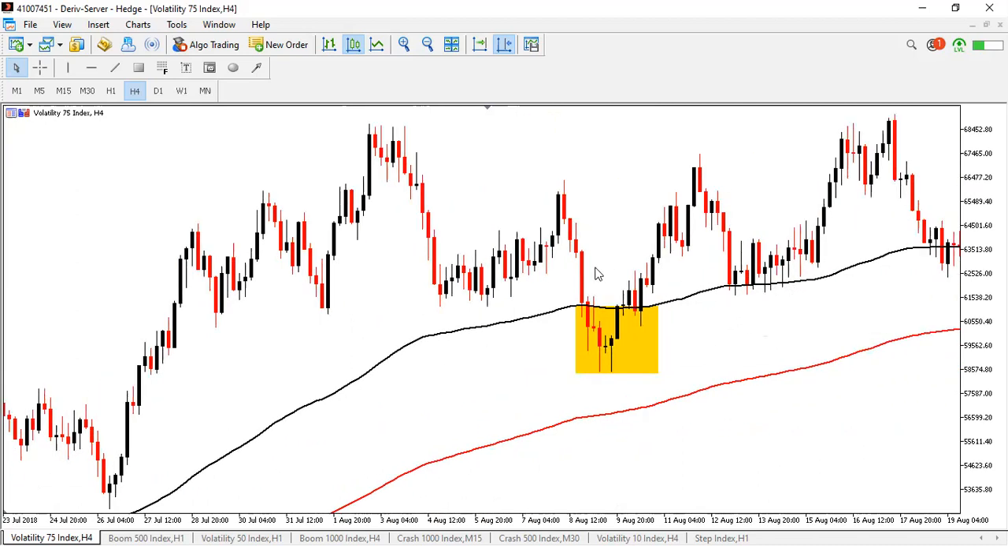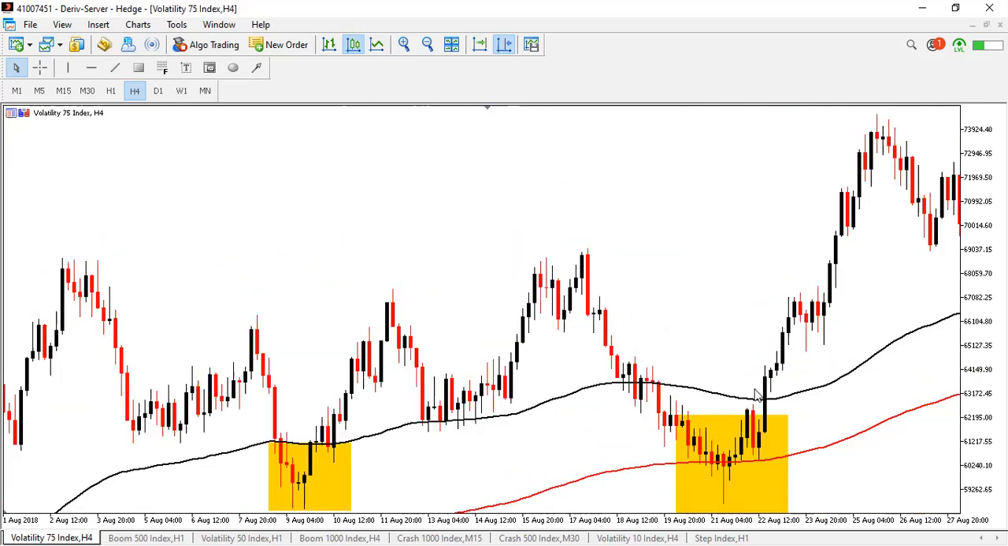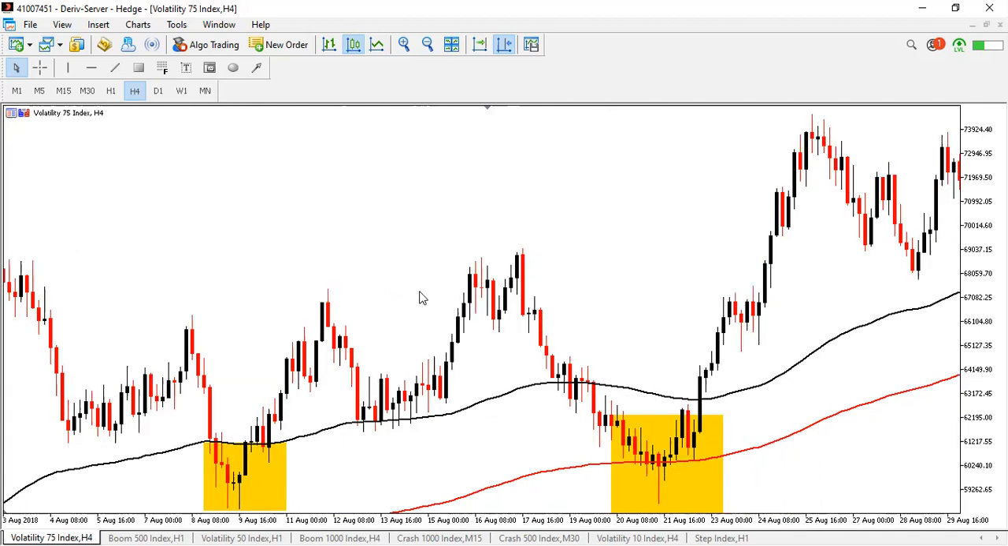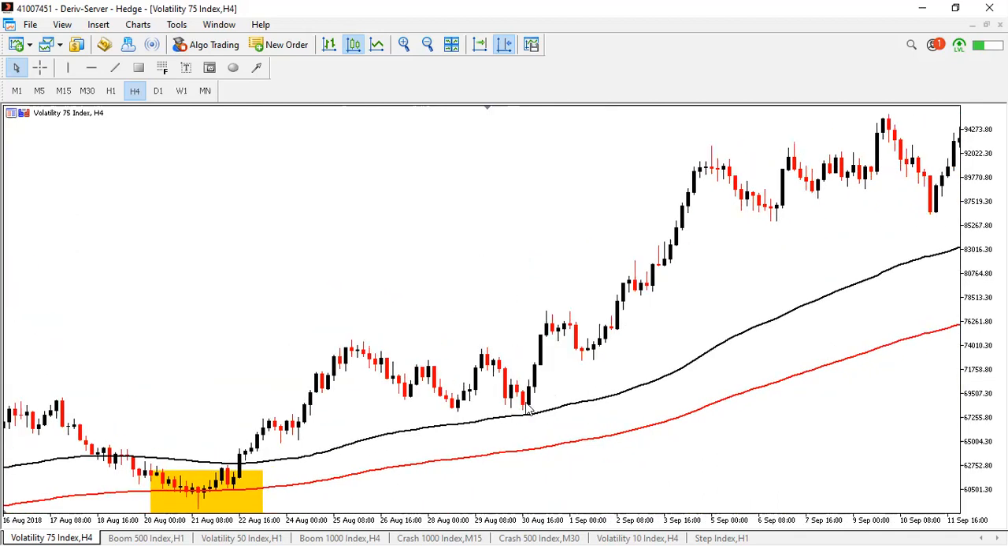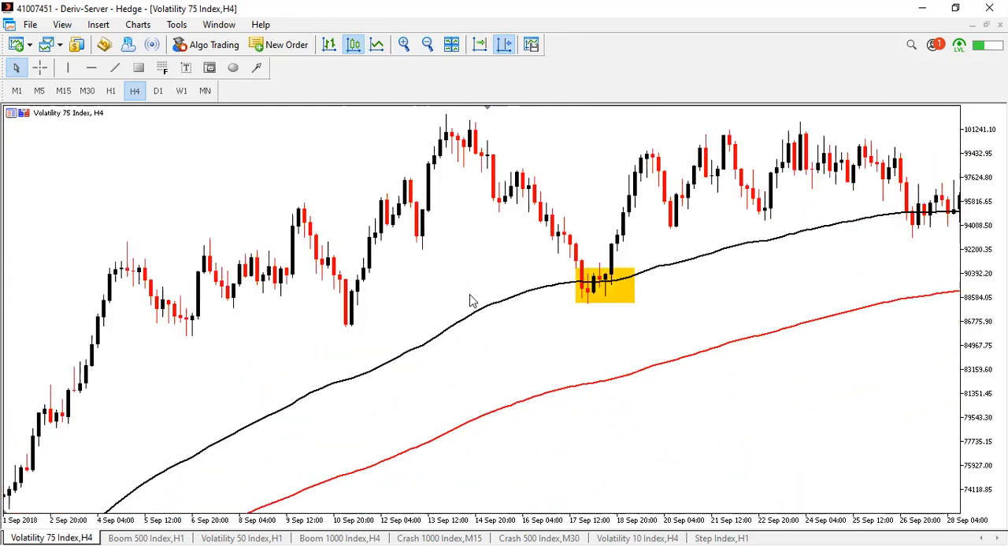Again, something here. Price finding support in these areas. Same thing here. Price broke through this point, and we can see that price was struggling to actually go down. You can see nice rejection candles, pin bar, and price went up. Same thing here, engulfing pattern, though it didn't touch the moving average, but you can see how price is moving.